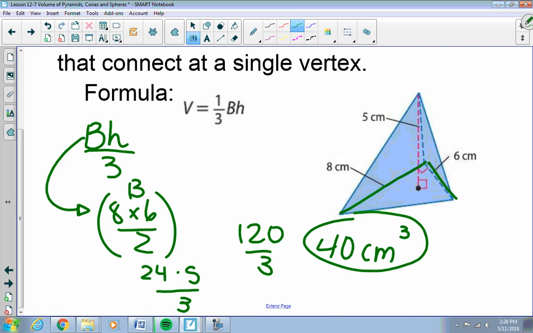So this should be fairly familiar from yesterday. Okay? The only difference is you have to divide by 3 at the very end. Why am I doing this? It's a triangle. I've got to find the area of the base. My base for this thing is a triangle. What it's sitting on is that triangle.